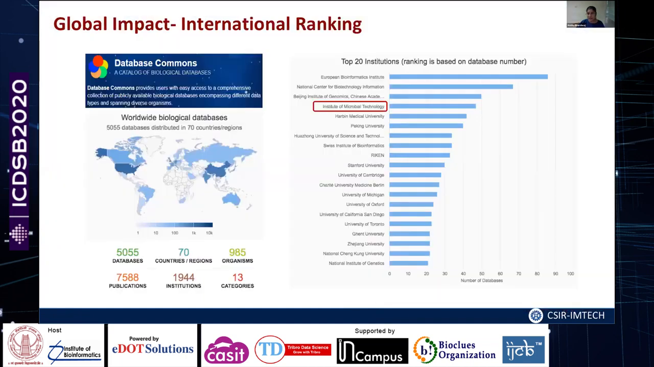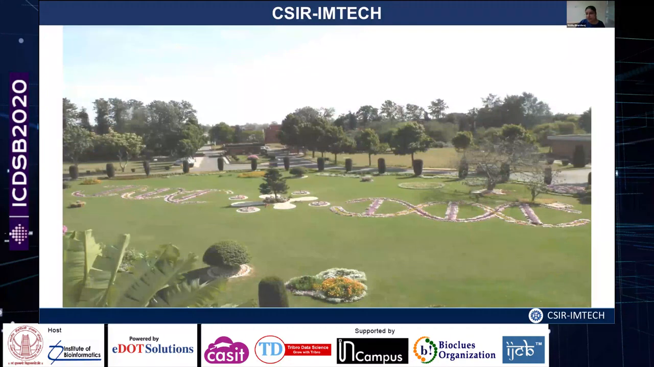Just one last thing about my institute. I belong to the Institute of Microbial Technology. I'm not sure how many of you know that, but recently a global impact analysis was done by Database Commons, and IMTECH is at the fourth position in contributions of the databases that we have made to the bioinformatics community. And this is the campus, and had it not been for the pandemic, I would have really invited you all for a physical visit to this place.